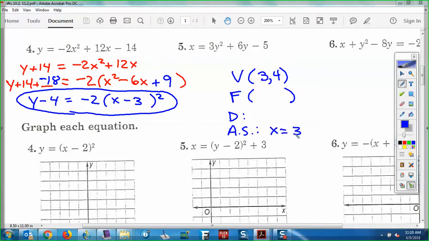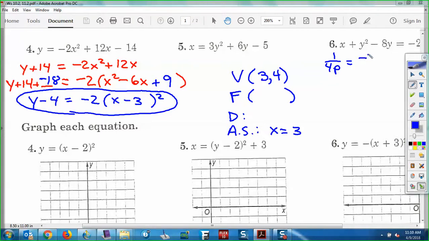But now we got to find p. So 1 over 4p is equal to negative 2 over 1. We cross multiply, negative 8p equals 1. P equals negative 1/8. Okay. Now, I don't worry so much about the negative on the p, other than I know, since this is negative, I know it's going to go down, right?